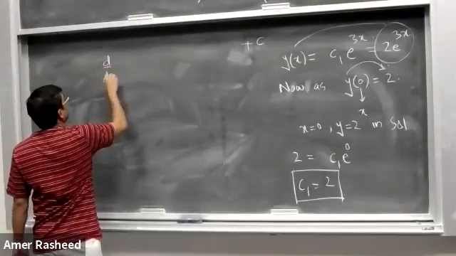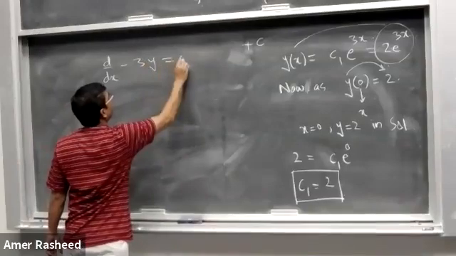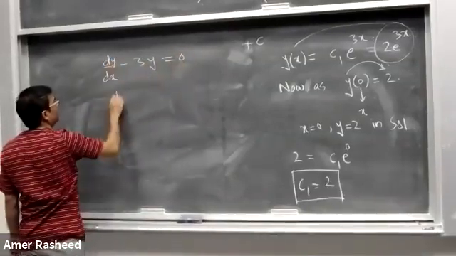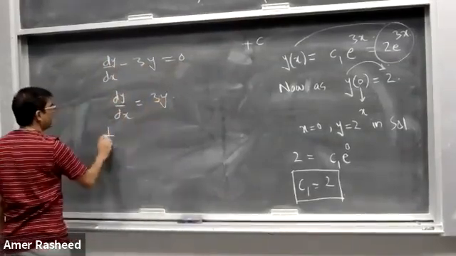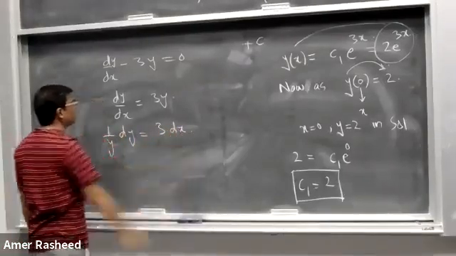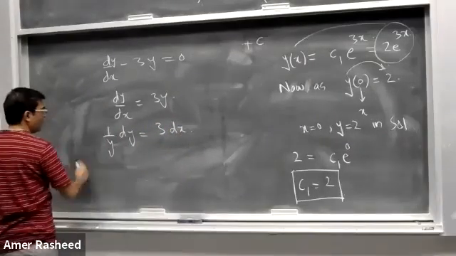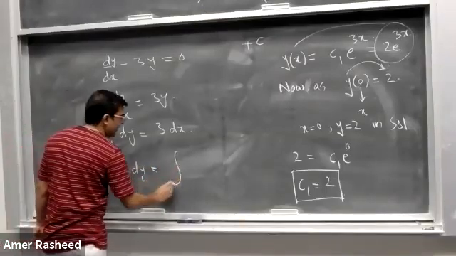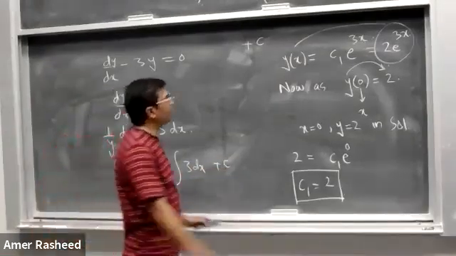dy by dx minus 3y equal to 0. Sorry, dy by dx is equal to 3y. From here, 1 over y dy is equal to 3 dx. I have separated the variables. So what you do now is apply integration: the integral of 3 dx plus c.